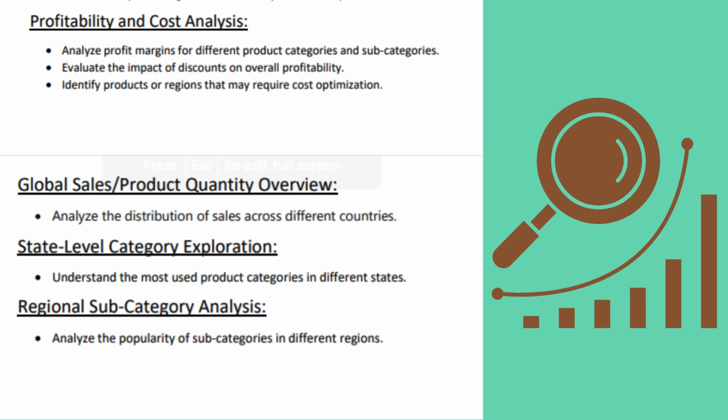And next we have to find the global sales and product quantity overview, in which we have to identify which countries contribute most to the sales. And next we have the state level category exploration, in which we have to identify the product categories that are sold more in different states. And in the last, we have the retail subcategory analysis, in which we have to analyze the subcategories that are sold more in different regions. So this is all of our business problem of the Superstore analysis for the Power BI part. So let's start our Power BI part.